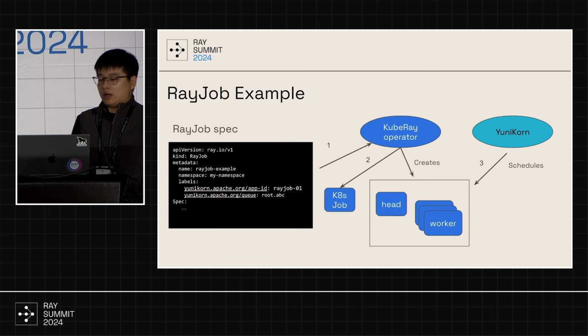So just a quick example. You write a Ray job spec. You give that label to define what is the app ID for this application. You define which queue you want to submit this job to. Then once you submit the spec to KubeRay, the KubeRay operator will basically create a Kubernetes job and also the Ray cluster with the head and the workers. And because of the integration we have done, YuniKorn can basically see these workers and head are coming from this application, and they will put the cluster into a queue where we manage the GPU resources, and it will apply all those policies or quotas in place for this workload.